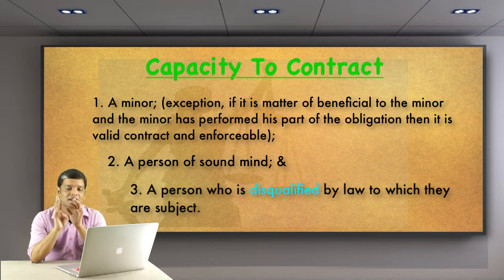So likewise, there are three essential elements that have to be there to define the capacity to contract. The first one must be a major, the second one must be of sound mind, and the third one, he shouldn't be disqualified by the law. He must be a legal person and having the right to contract. So these three points are essential to make a valid contract.